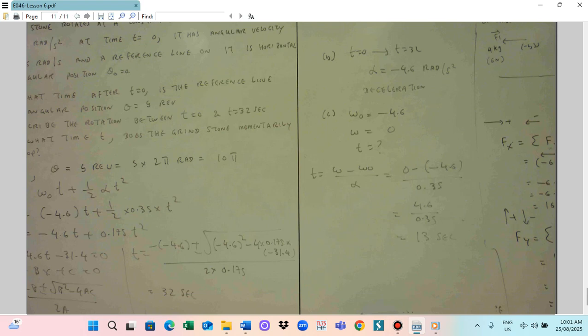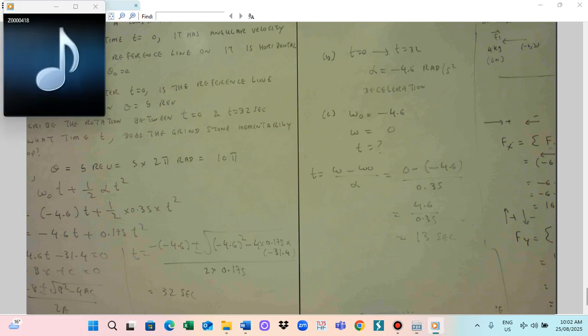Then, how long does it take to stop? In this case, the original omega 0 is minus 4 by 6 and the final omega is 0, so we have to calculate t. t can be calculated as omega minus omega 0 divided by alpha. So the final is 0 minus 4 by 6 divided by alpha, which is 0.35. Solving this, 4.6 divided by 0.35 is 13 seconds. After 13 seconds, the reference line will stop. This is how we calculate for the angular acceleration problem.